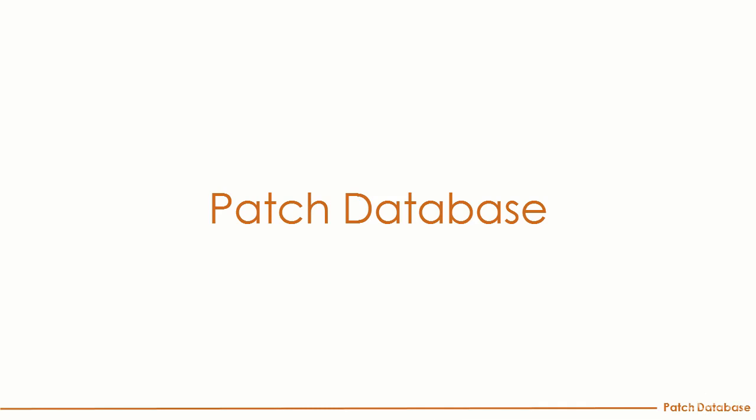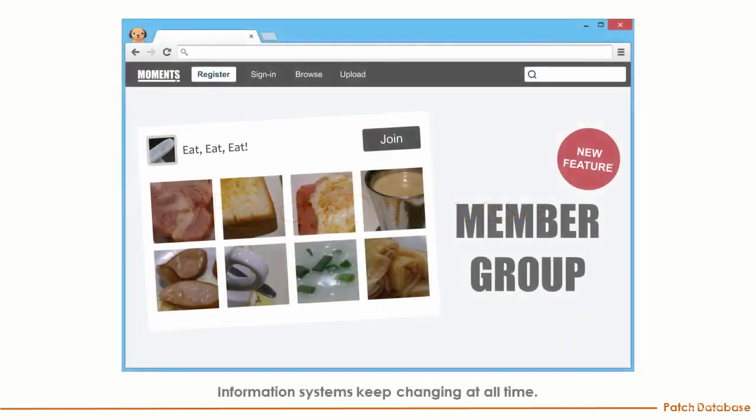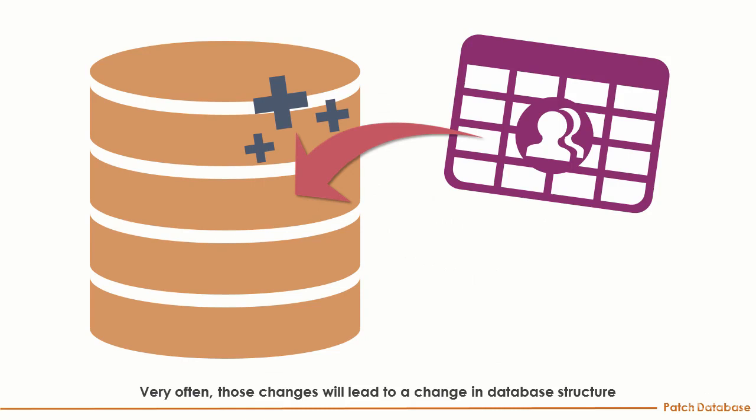Patch database. In this lecture, I will talk about how to patch the database structure using Visual Paradigm. Let's take a scenario. You have an online photo album and you keep releasing new features from version to version. The information you keep in the system will change all the time. And if you want to change the information, it is unavoidable to change the database structure. You may need a new column, even a new table.